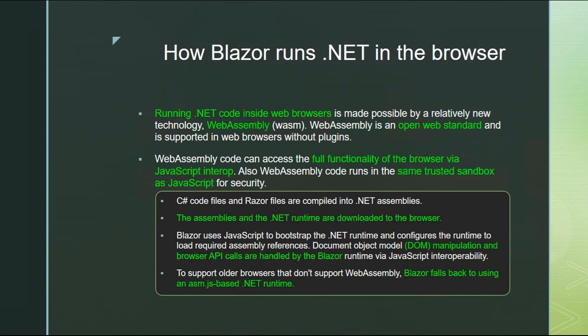And there might be some older browsers which still do not support WebAssembly, because WebAssembly is very good. So there's something we call asm.js, which has a limited number of features it might have. So it will expose that feature set to Blazor when the browser is not supporting WebAssembly.